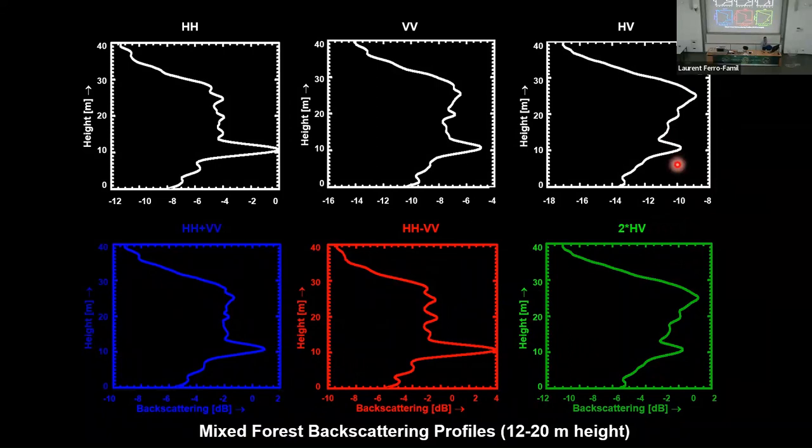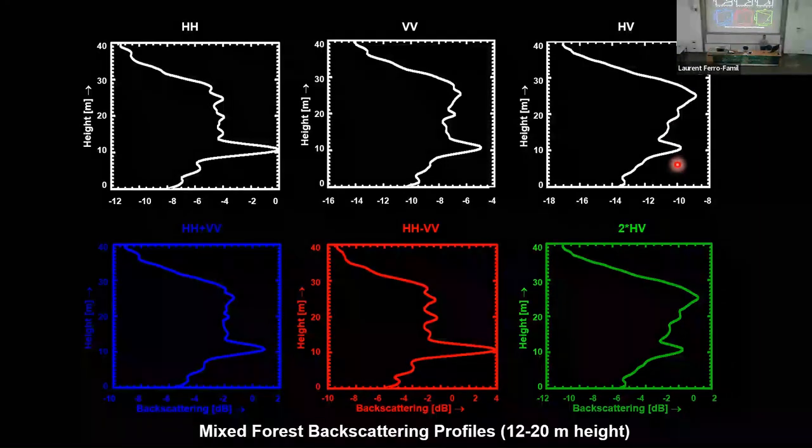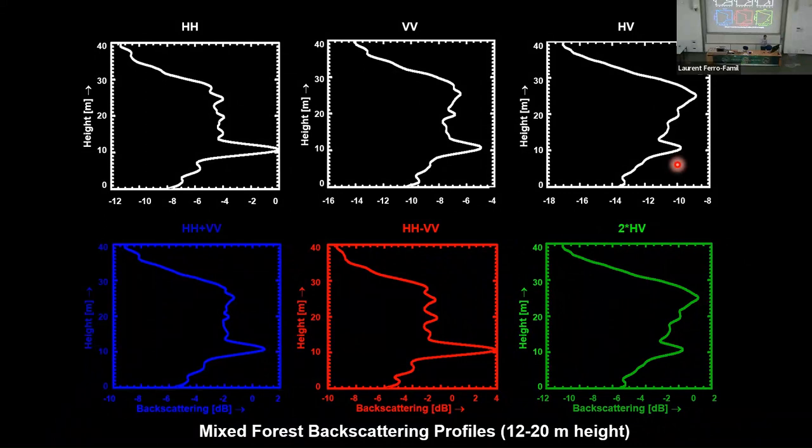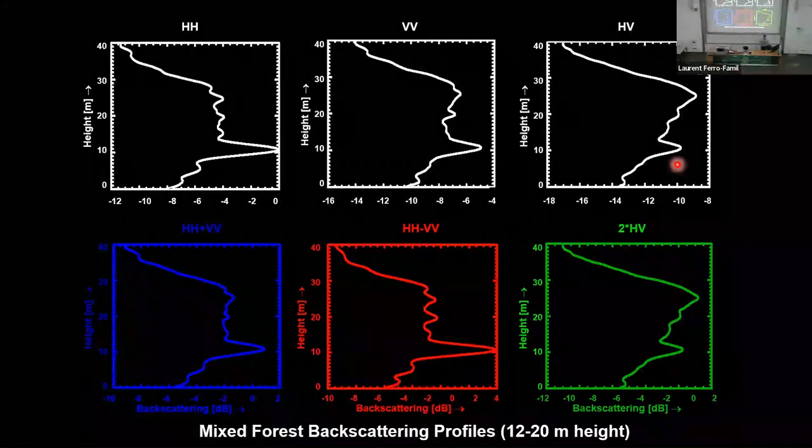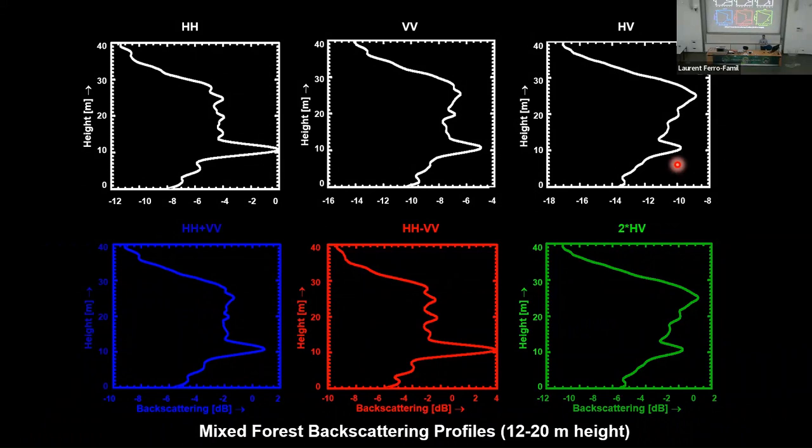So if you change forest stand, the polarimetry still works. The polarimetry still gives you an optimization space in which you can optimize this contrast between ground and volume in one direction or in the other. But of course, this optimization in this case is a bit less effective. But still it is there.